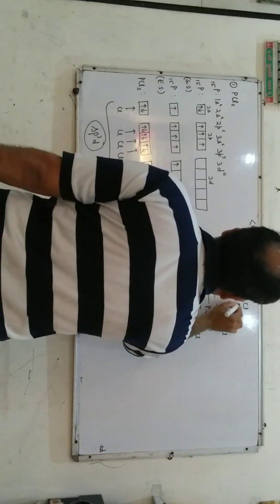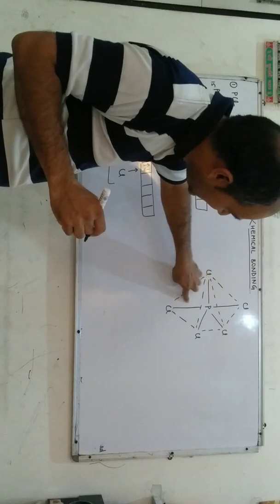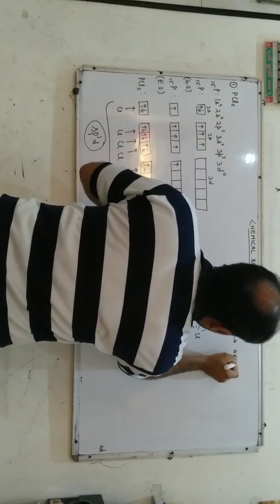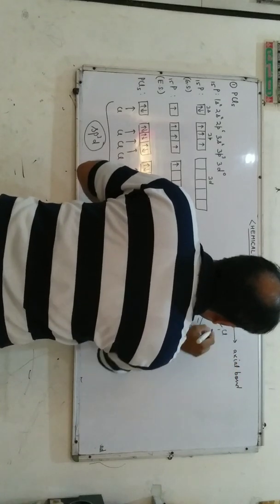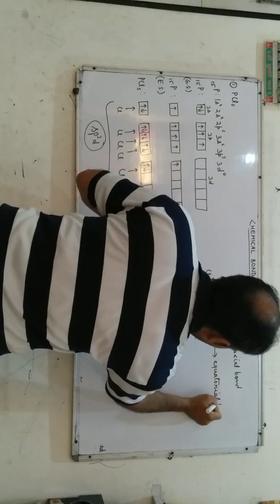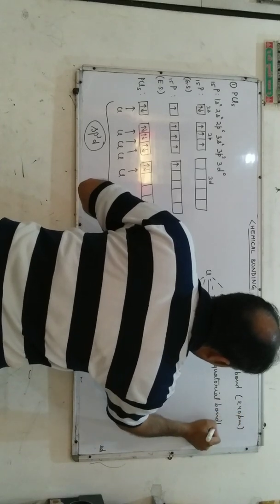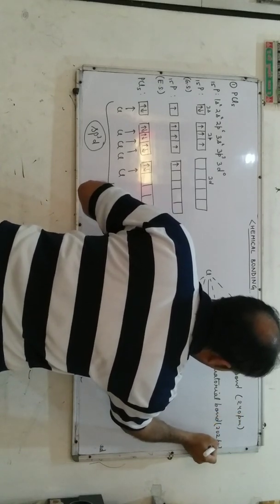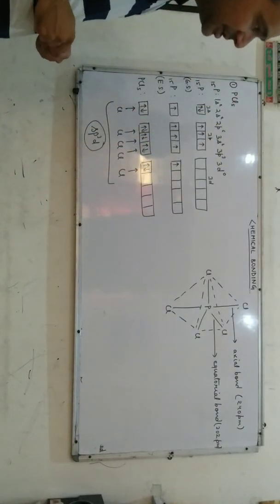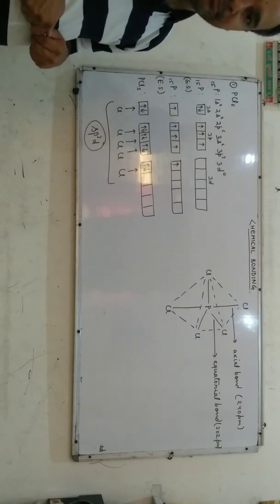PCl5 has trigonal bipyramidal structure. These are the axial bonds and these are the equatorial bonds. The vertical bonds are the axial bonds and the others are the equatorial bonds. It should be noted the length of the axial bond is greater than the equatorial bond due to more electron repulsion in them. I repeat again, the length of the axial bond is greater than the equatorial bond due to greater electron repulsion in them.